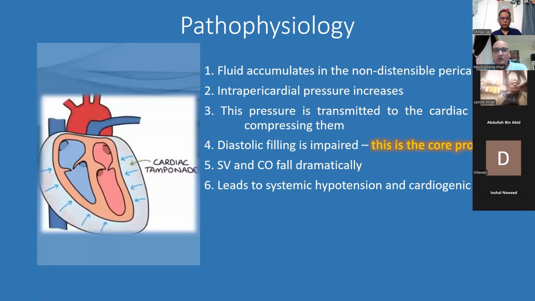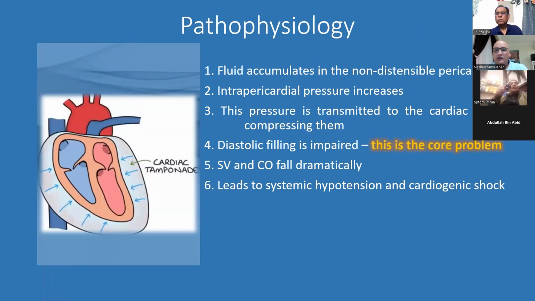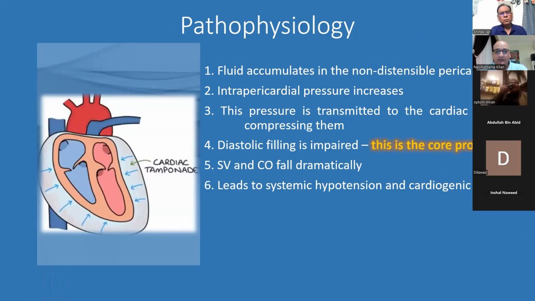Pathophysiology. Fluid accumulates in the non-distensible pericardial sac. Intrapericardial pressure increases. This pressure is transmitted to the cardiac chambers, compressing them. Diastolic filling, as I mentioned before, is impaired. And of course, this is the core problem. Stroke volume and cardiac output fall dramatically, which leads to systemic hypotension and cardiogenic shock.